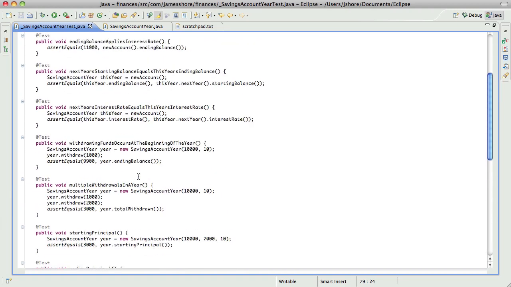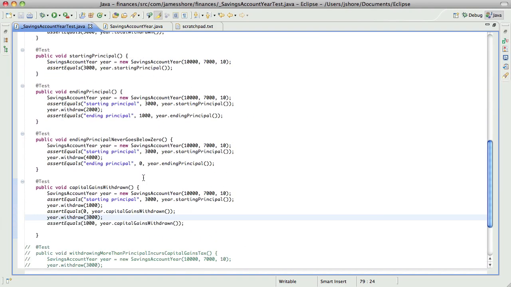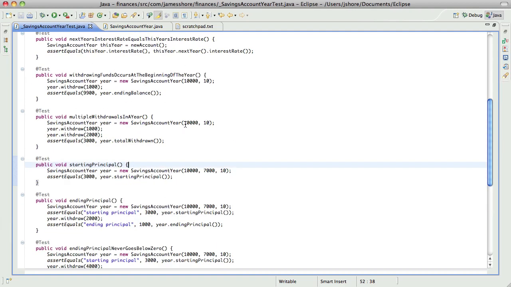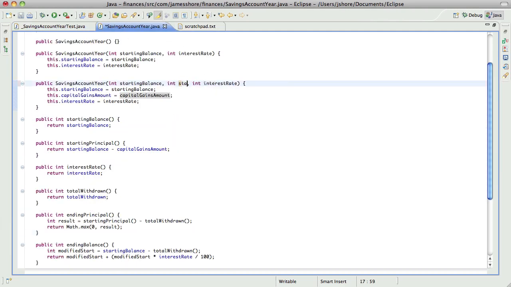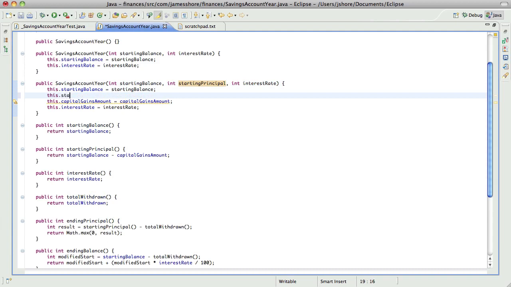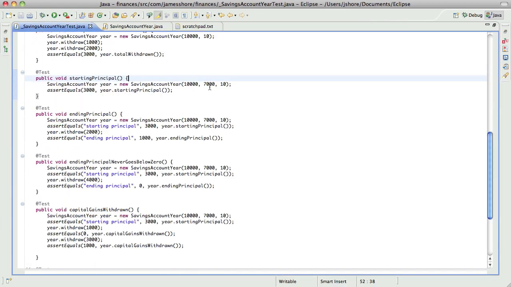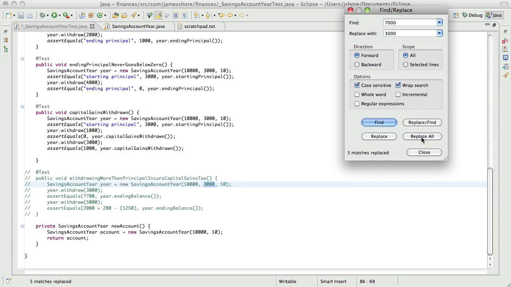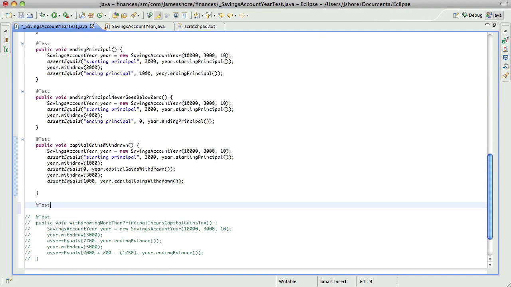I think I want to change this around so that this is principal and not capital gains. Let's take this principal out. We're starting principal. And this starting principal will equal starting principal. Capital gains is going to equal starting balance minus starting principal. And so hopefully that will cause everything to just work. But no. Well, of course, I have to flip all these around. So let's just do it. So replace 7,000, 3,000. Okay.